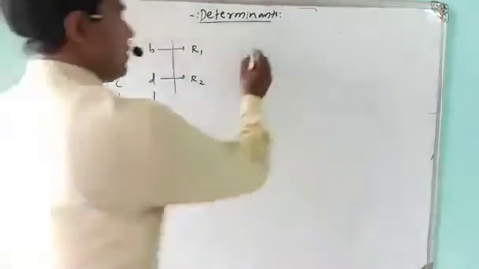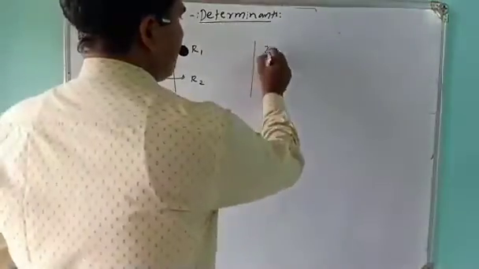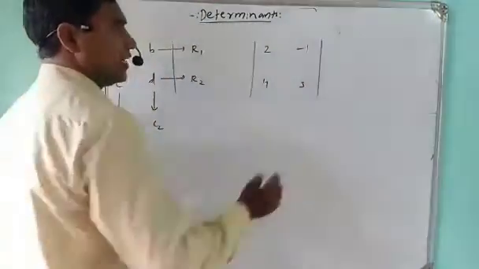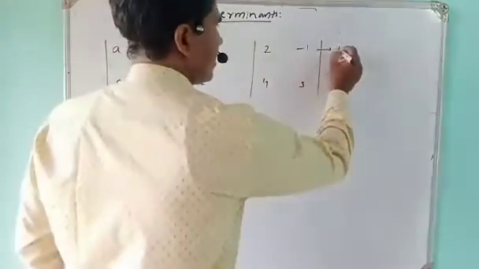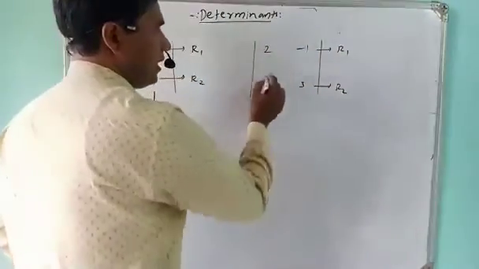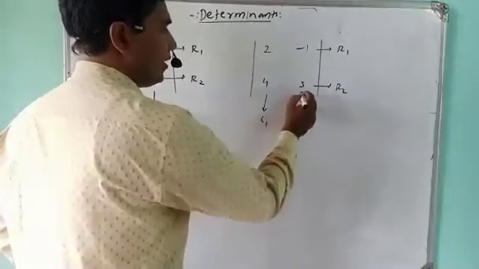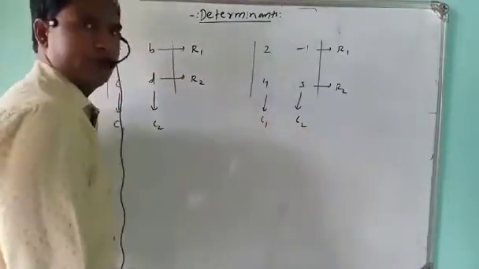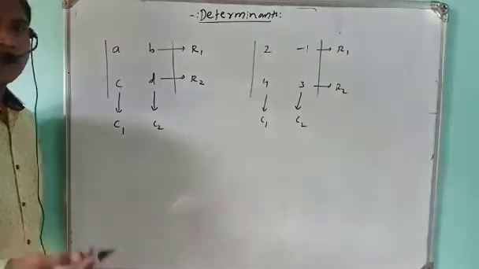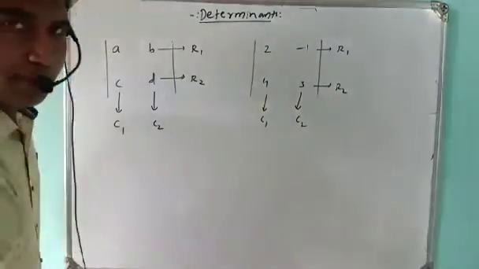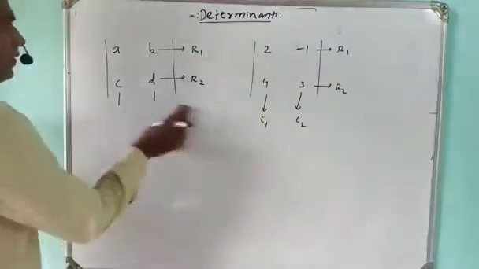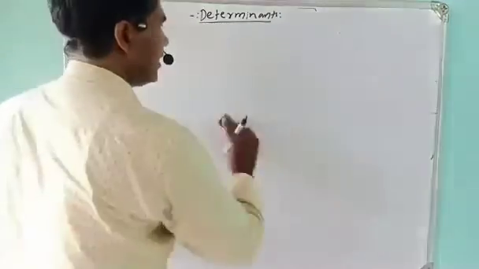For example, take the determinant 2, minus 1, 4, 3. Here 2, minus 1 is present in R1 and 4, 3 is present in R2, and this is column 1 and this is column 2. So the number of rows and columns decides the order of the determinant. As there are 2 rows and 2 columns, it is the determinant of order 2. This is already done in standard 10.